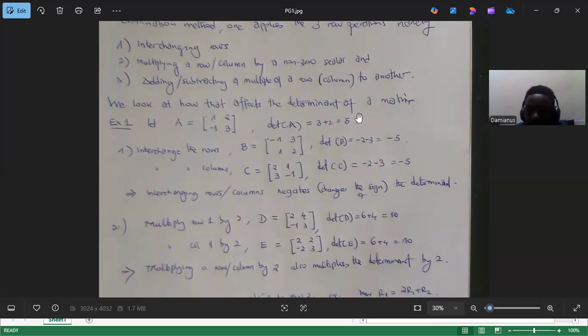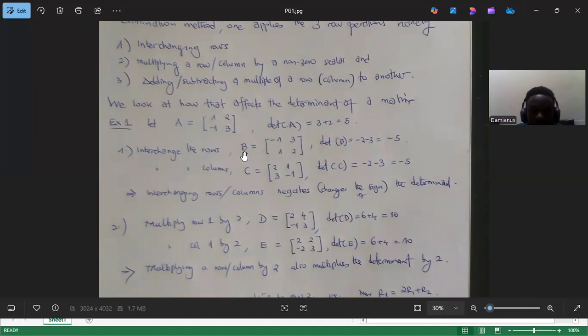I would prefer to work with an example, and then later on, of course, you can generalize if you want. So consider matrix A, which is 1, minus 1, 2, 3. And of course, the determinant of this matrix is just 1 times 3 minus 1 times 2, which is 3 minus 2, which is 5. So the determinant of this matrix here is 5. Now, let's apply these row operations and see how the determinant is affected.